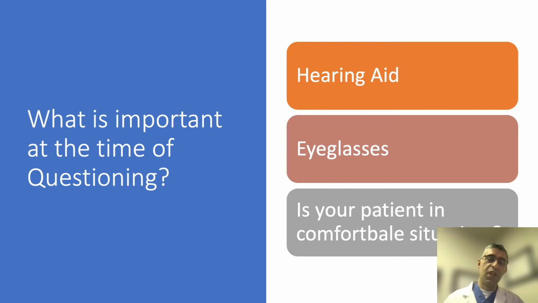Don't forget, for many of the patients that you have in a skilled nursing home, there are three things that are very vital before asking any question. Is your patient able to hear? Does your patient need eyeglasses? Is your patient in a comfortable situation? These are the first things you need to check.